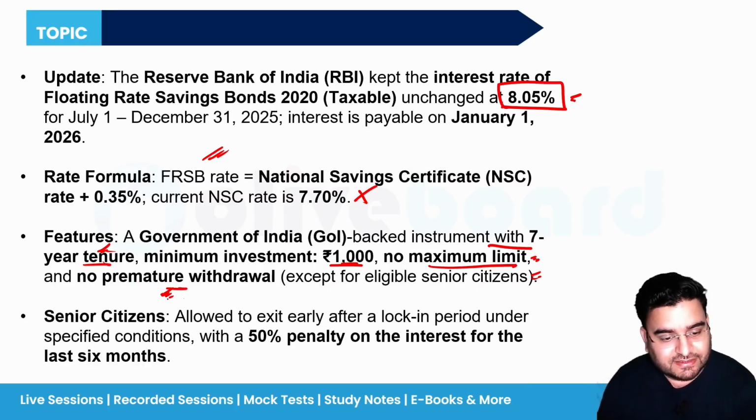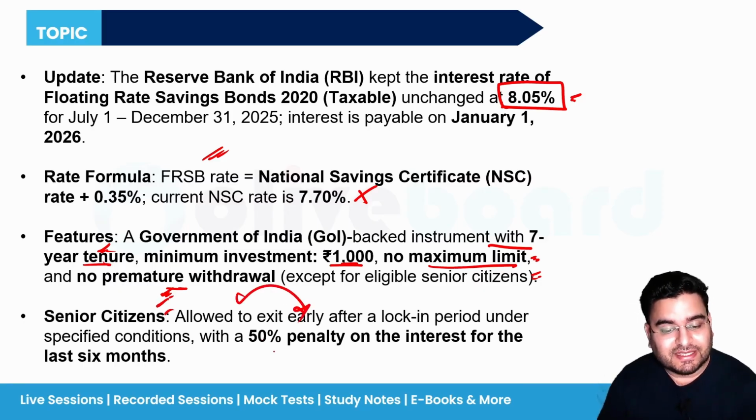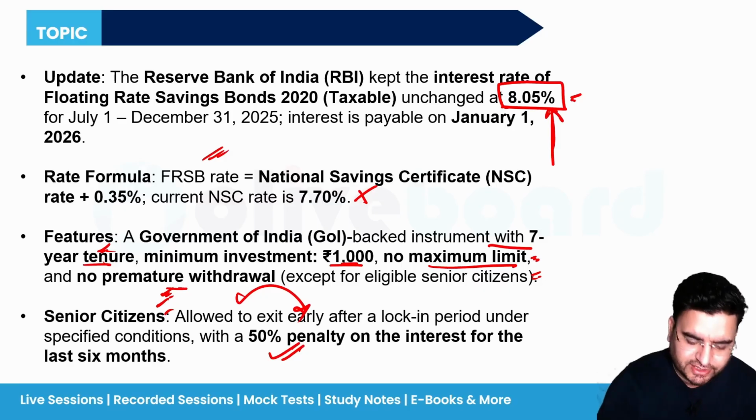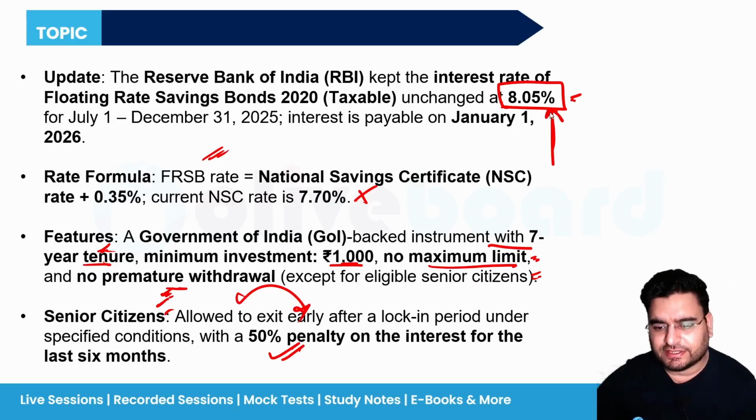If a senior citizen purchases this bond, they are allowed to exit early, but it will cost a penalty. Got it? So please remember this. They have made it 8.05%, which is a good interest rate.